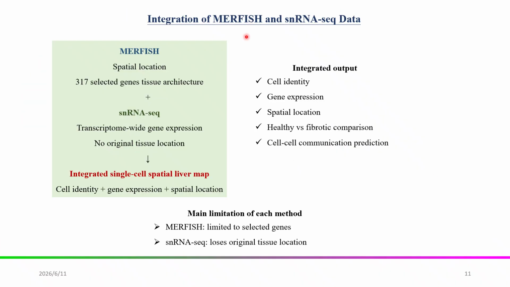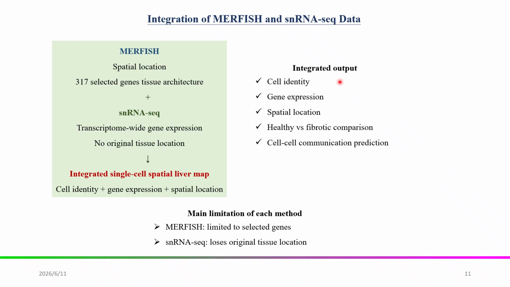Okay. This slide explains why the authors integrated MERFISH and single nucleus RNA sequencing. MERFISH gives spatial location and preserves the tissue architecture, but it measures only 317 selected genes. On the other hand, single nucleus RNA sequencing, which is the NGS method, gives transcriptome-wide gene expression, but it loses the original tissue location because nuclei are isolated from the tissue.